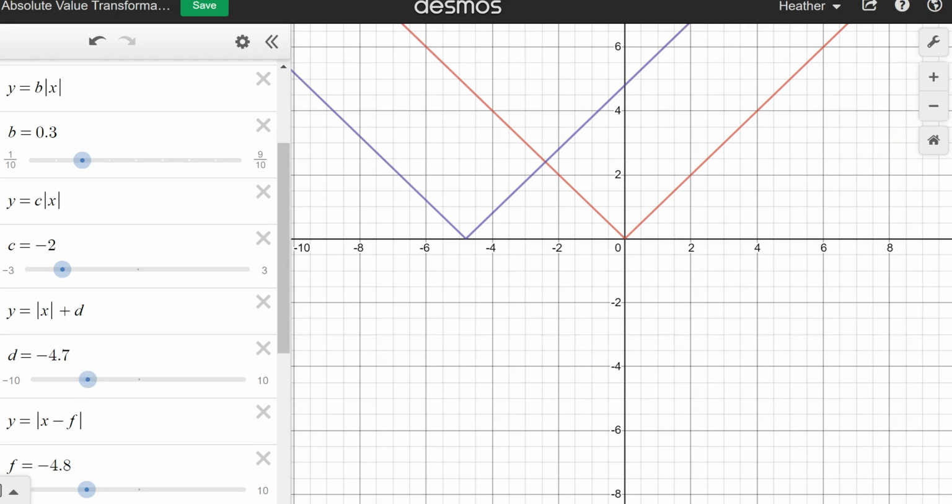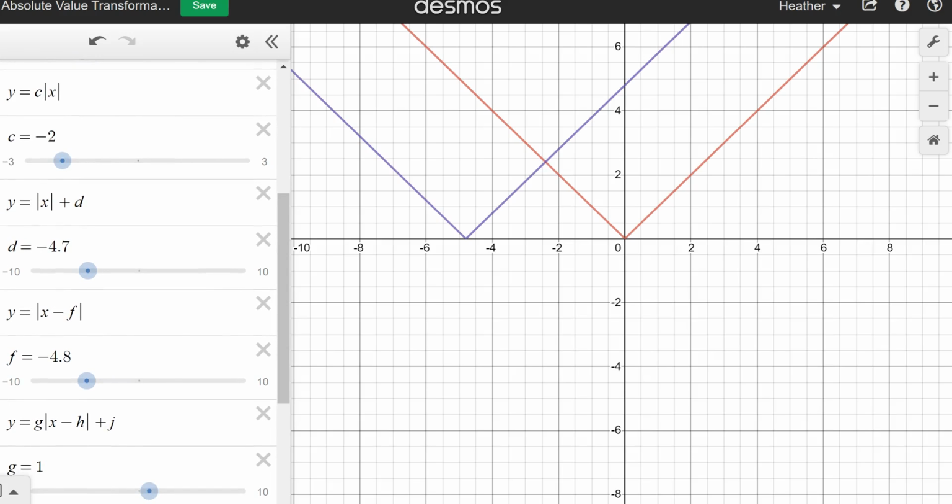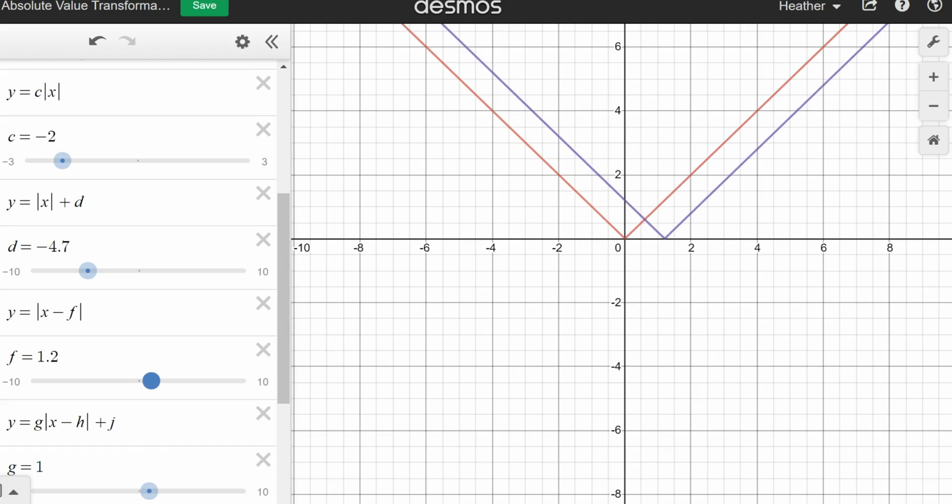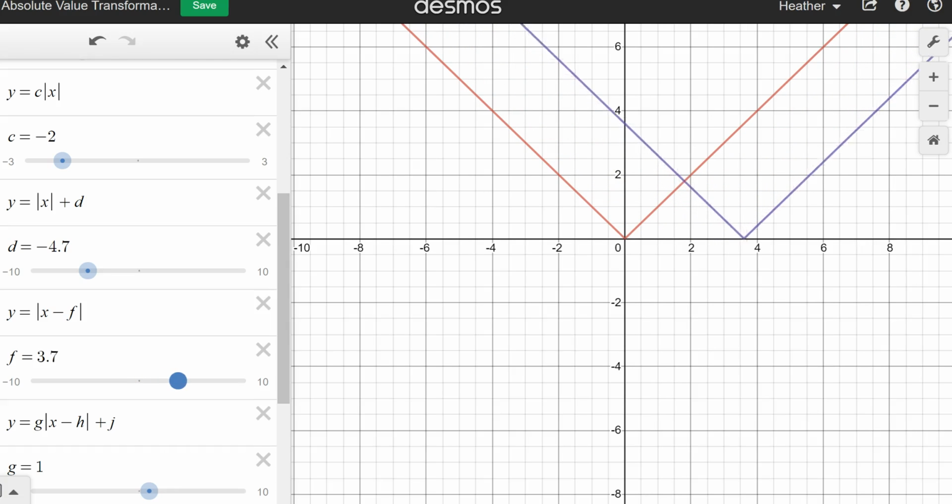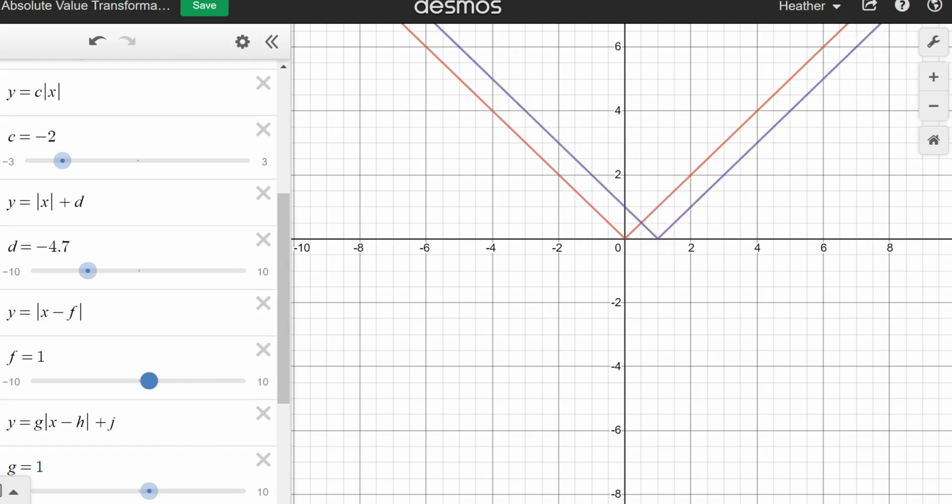Okay, now let's take a look at the absolute value of x minus f, and I have f set to go from -10 to 10. So let's look what happens if f is positive. So if we're doing x minus 1, x minus 2, x minus 3, x minus 4, this one does not do what you might expect. It actually goes to the right. If you're subtracting a positive, it goes to the right.